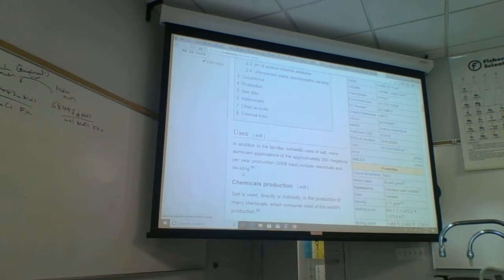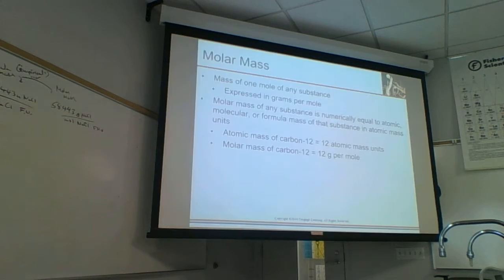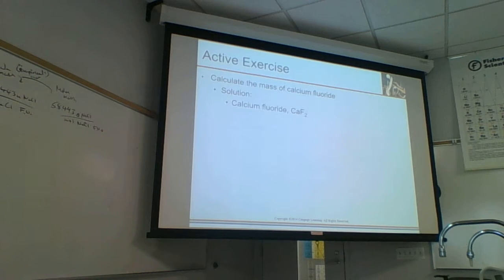Let's continue. Calculate the mass of calcium fluoride. All right, what is calcium? Ca plus 2. Those tend to form cations. Fluoride? F minus. So the correct formula for calcium fluoride would be CaF2.